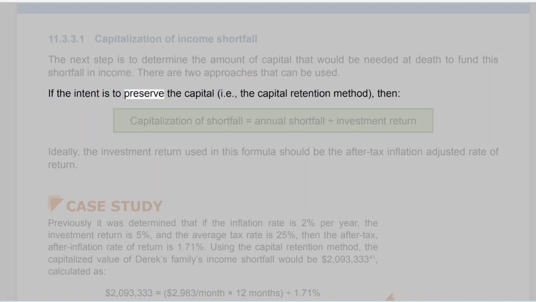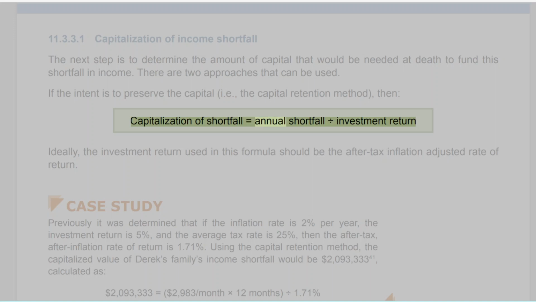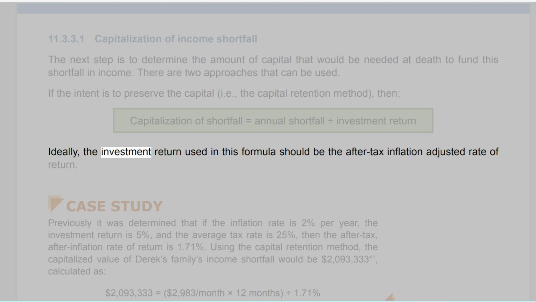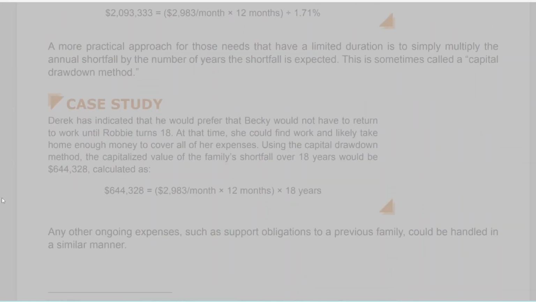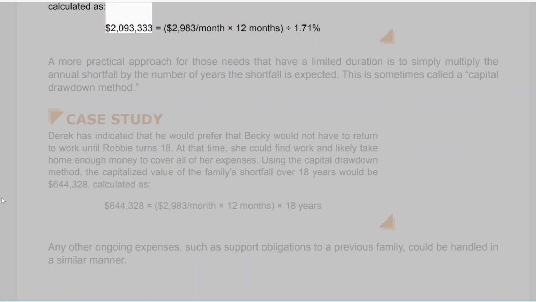If the intent is to preserve the capital, i.e., the capital retention method, then capitalization of shortfall equals annual shortfall divided by investment return. Ideally, the investment return used in this formula should be the after-tax inflation-adjusted rate of return. Calculated as $2,093,333 equals $2,983/month times 12 months, divided by 1.71%.